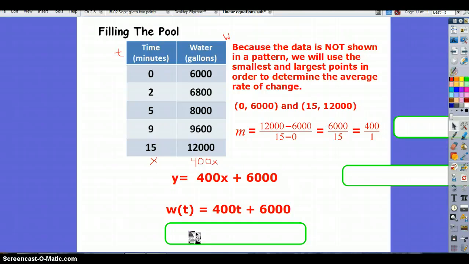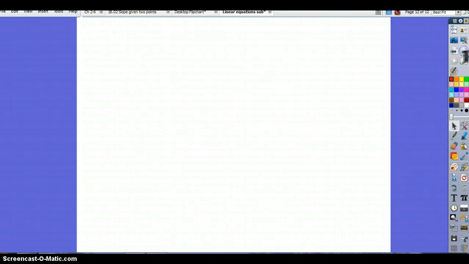All right, so we've gone through all the problems that we need to. Now what you're going to be given is a practice set of problems, and then the last 15 minutes of class, you're going to complete your assessment on slope and writing an equation, okay?